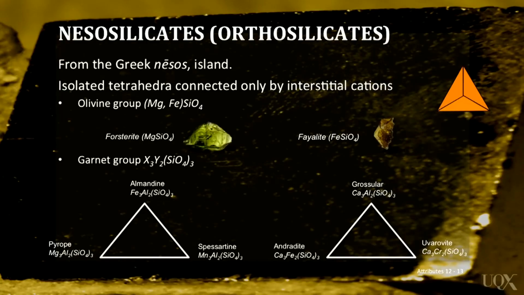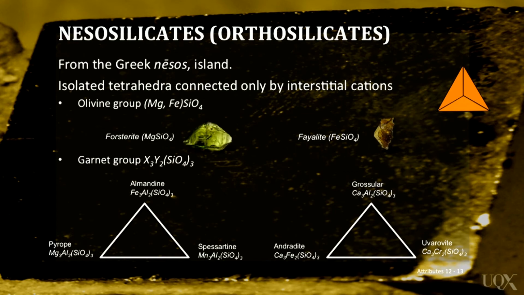Starting with the lowest degree of polymerisation, isolated tetrahedra, we have the orthosilicates. The olivine and garnet groups are part of this class. The silica tetrahedra are connected by cations, which for the olivine group are magnesium and iron.